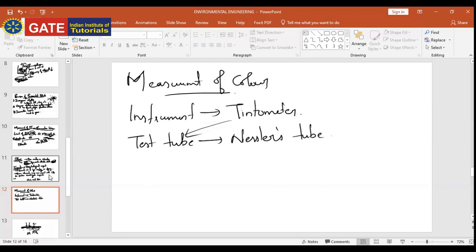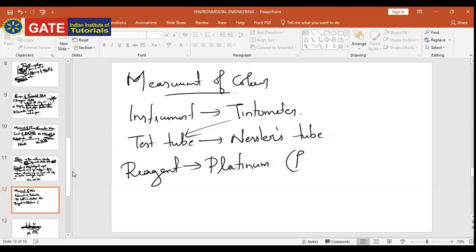Got it? Now, what is the reagent used in this? Okay, the reagent used for measurement of color is nothing but platinum. What is it? It will be platinum. But platinum is not used as raw platinum only. We will be using it in the form of chloroplatinate ion. What is it? Chloroplatinate ion.